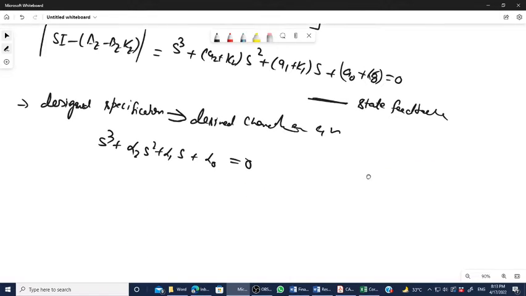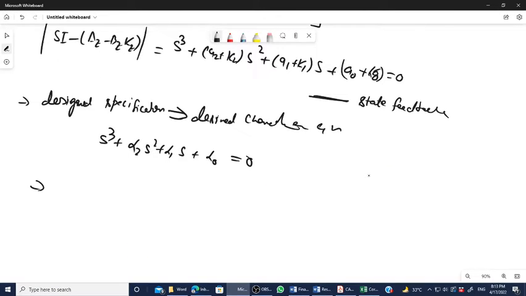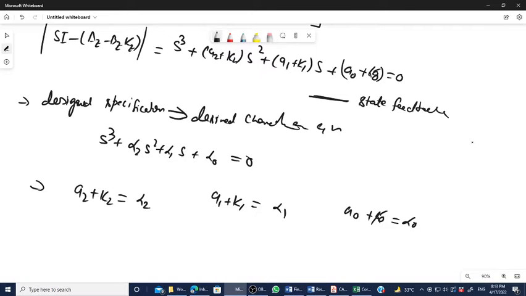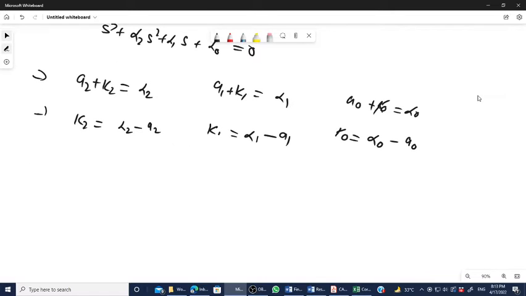You have to compare, simple. By comparing, you find a2 plus K2 is equal to alpha2, a1 plus K1 is equal to alpha1, and a0 plus K0 is equal to alpha0. So K2 is equal to alpha2 minus a2, K1 is equal to alpha1 minus a1, and K0 is equal to alpha0 minus a0. This is the final term. So this you get Kz. It is nothing but the Kz.